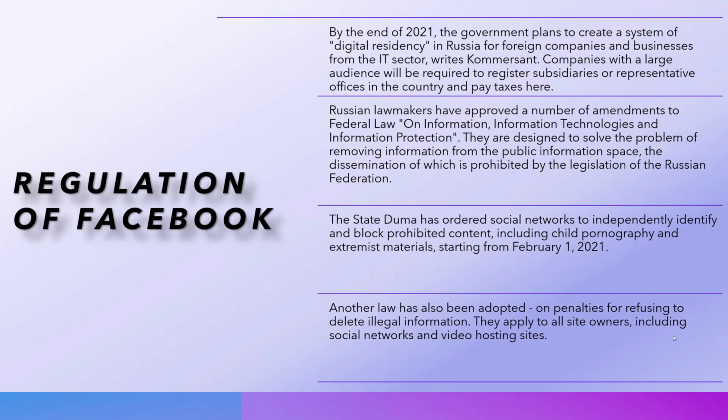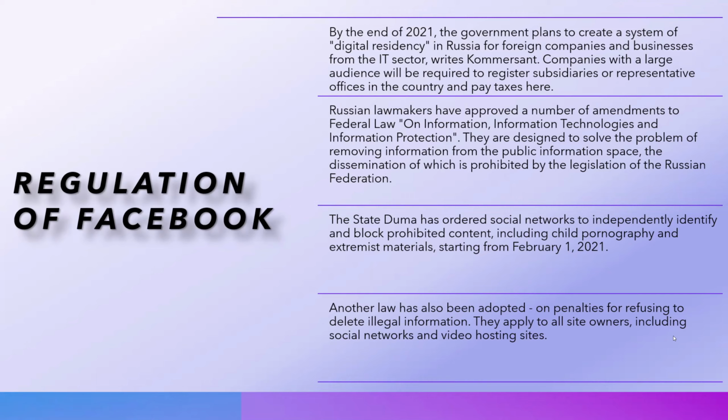For example, Russian lawmakers have approved the law on information technologies and information protection, or things like the Yarovaya package. They are designed to solve the problem of removing information from the public information space which is prohibited by Russian legislation, such as extremism or what Russian authorities call fake news or propaganda of some things which are not approved by the Russian authorities.